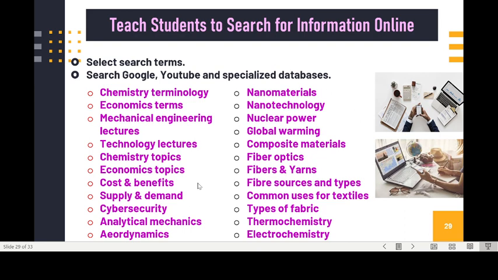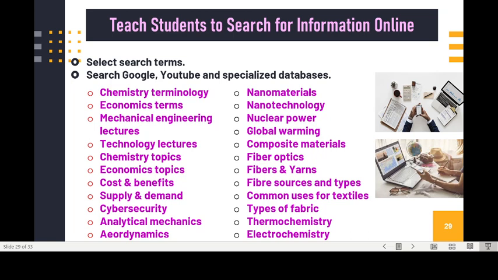Analytical mechanics, aerodynamics, nanomaterials, nanotechnology, nuclear power, global warming, composite materials, fiber optics, fibers and yarns, fiber sources and types, common uses for textiles, types of fabric, thermochemistry, and electrochemistry, and others. So they can search Google, they can search YouTube, they can search specialized databases, they can search online dictionaries or encyclopedias like Wikipedia for these topics.